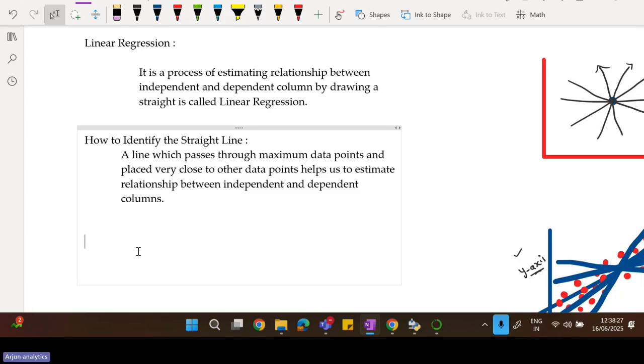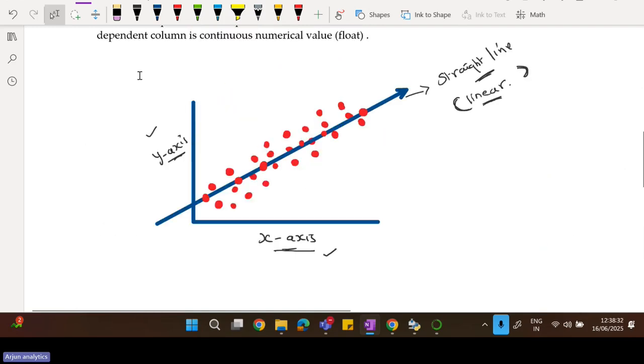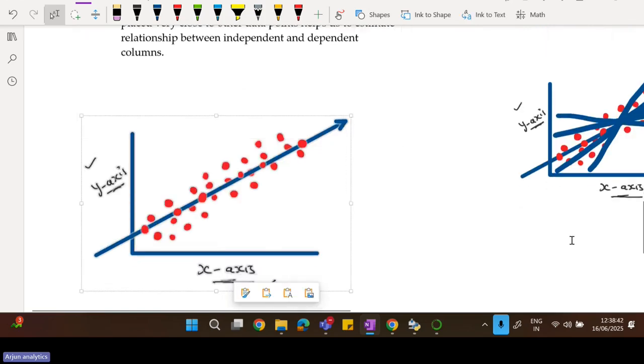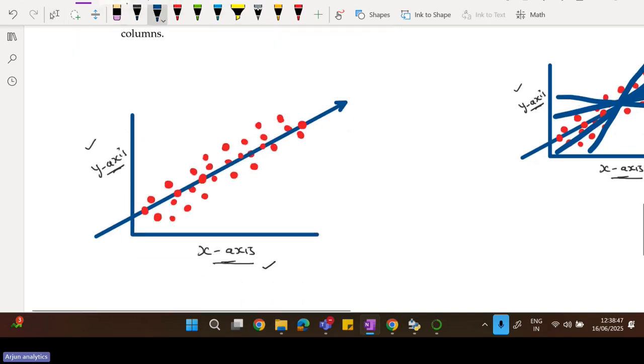How to identify the straight line? This is the line, right? There should be some name for this line. Every time I can't say it is a straight line which passes through these points. We usually call this line the best fit line. And the best fit line equation is y equals mx plus c.